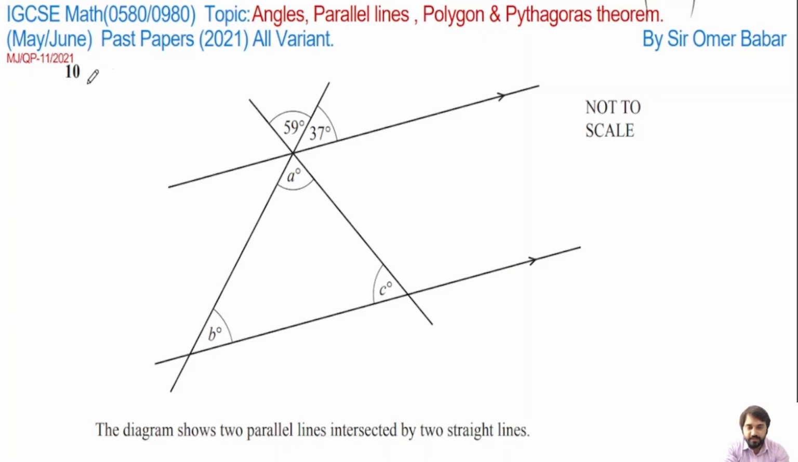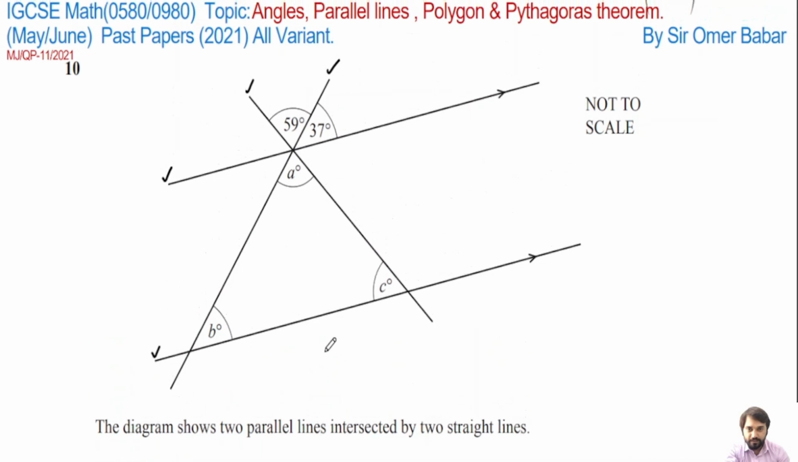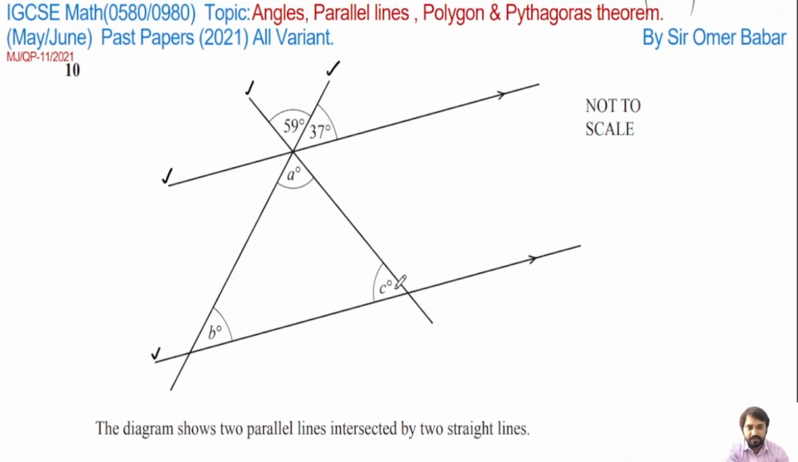Our first question is question 10 that appeared in 2021. The paper was 1 and the variant was also 1. The diagram shows two parallel lines. Here we have two parallel lines intersected by two straight lines. These are parallel lines 1 and 2, and these two are intersecting lines, transversal lines. We need to find the values of A, B and C. So the question is, how can we solve this problem?